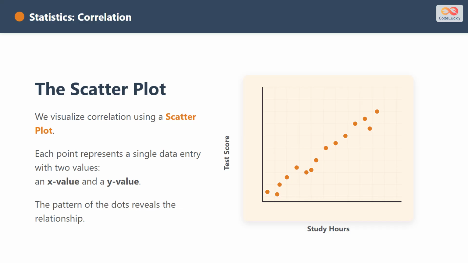To visualize this relationship, we use a graph called a scatter plot. On a scatter plot, each dot represents a single data point with two values, an x value along the horizontal axis and a y value along the vertical axis. The overall pattern created by these dots gives us immediate clues about the relationship.